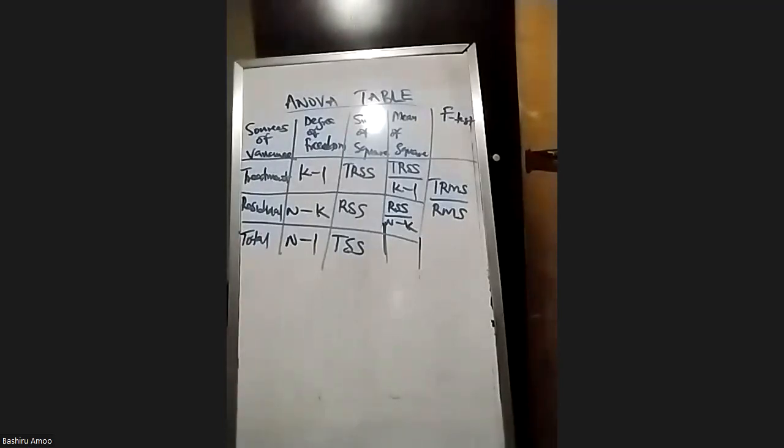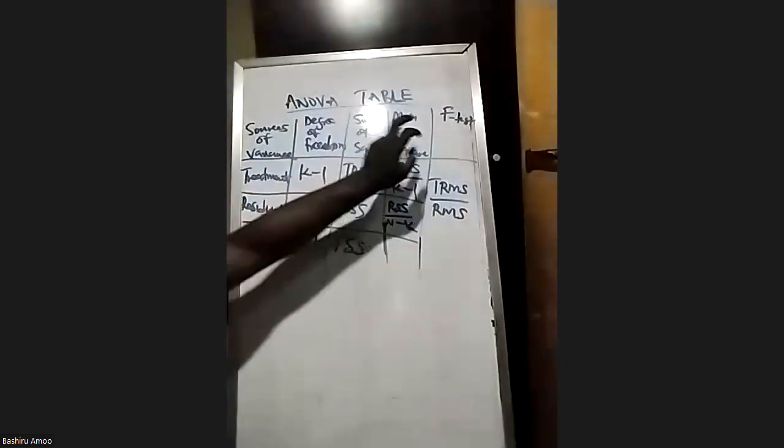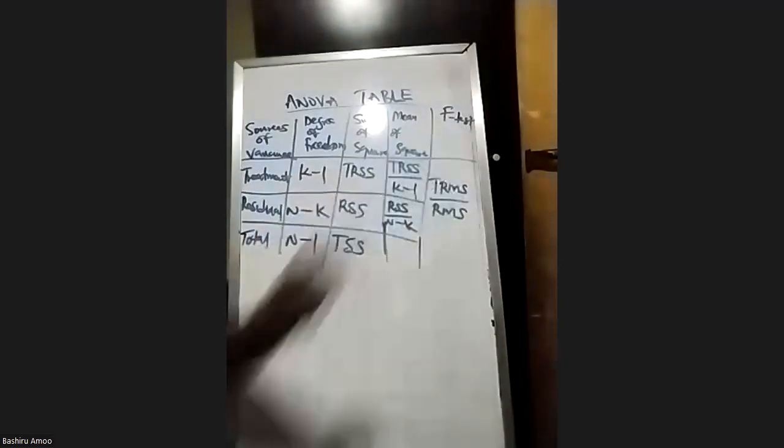So in the absence of questions, the third subheading is what? The first one is source of variance, degree of freedom, sum of square, mean of square, and F test.